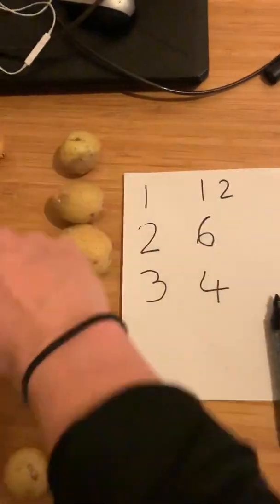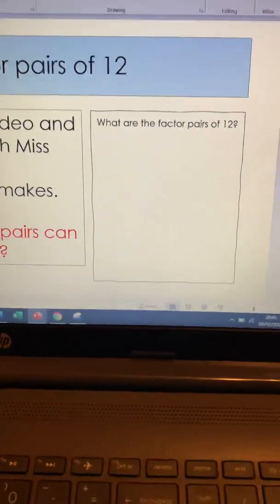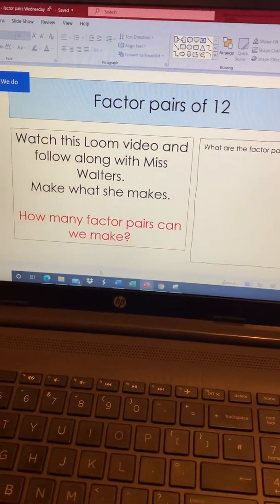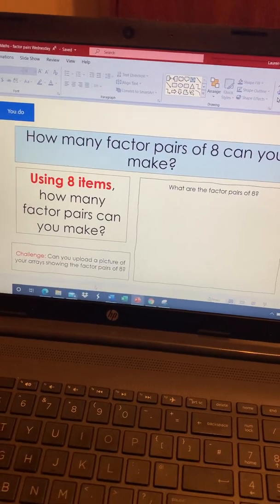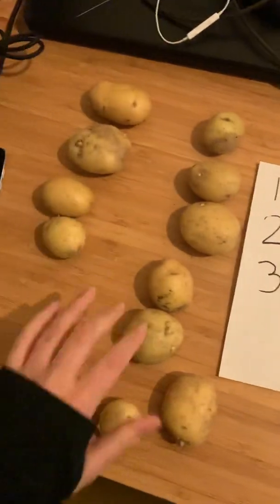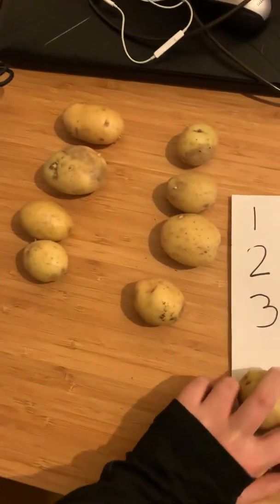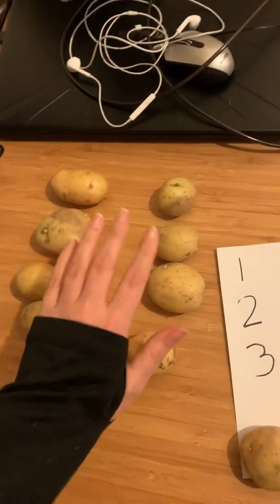So now you've done that with your items, what I want you to do is head over to the slides, thank you Tobias, and fill in what the factor pairs of 12 are. I want you to fill it in on this slide and on this diagram, and then try using 8 items. So this time I'm going to take 1, 2, 3, 4, 5, 6, 7, 8. So I'm going to get rid of these 4 because 12 take away 4 is 8. And let's see how many factor pairs you can make with your 8 items.